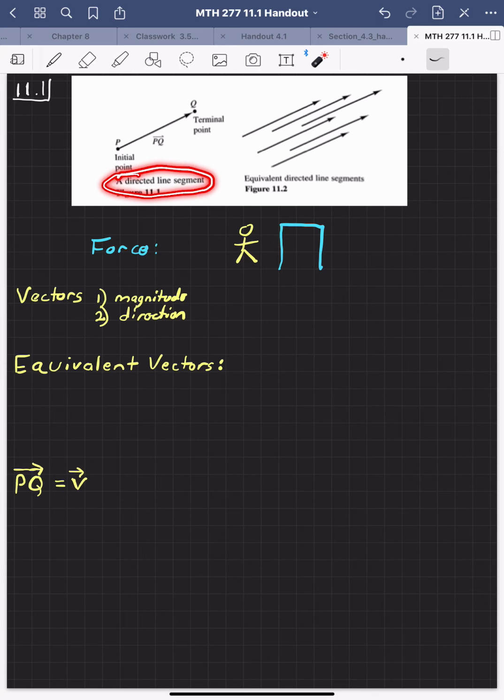All right. So the shorthand that we use for directed line segments looks something like this. This is simply telling us from P to Q. So now, what is the difference between a directed line segment and a vector? Well, what's important to know is, and if you don't mind, you'll follow me down here.